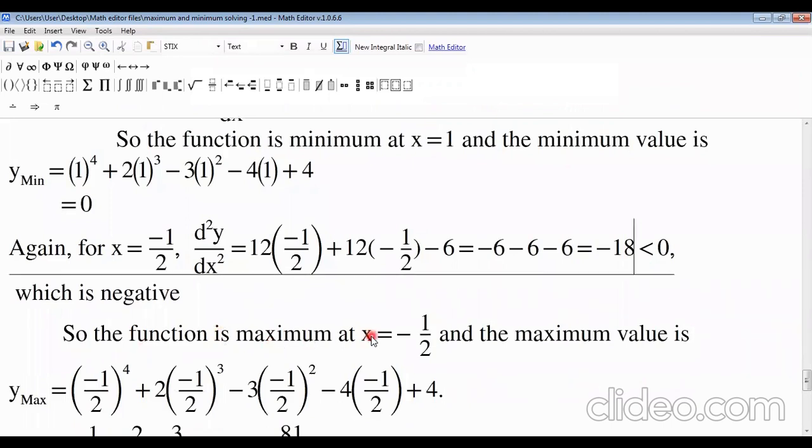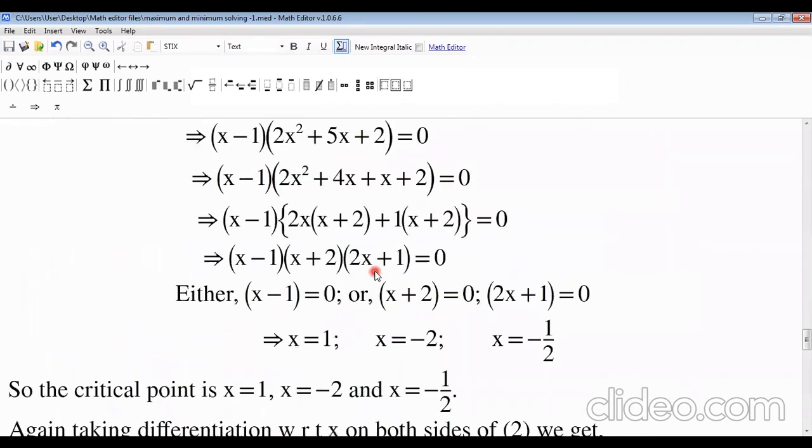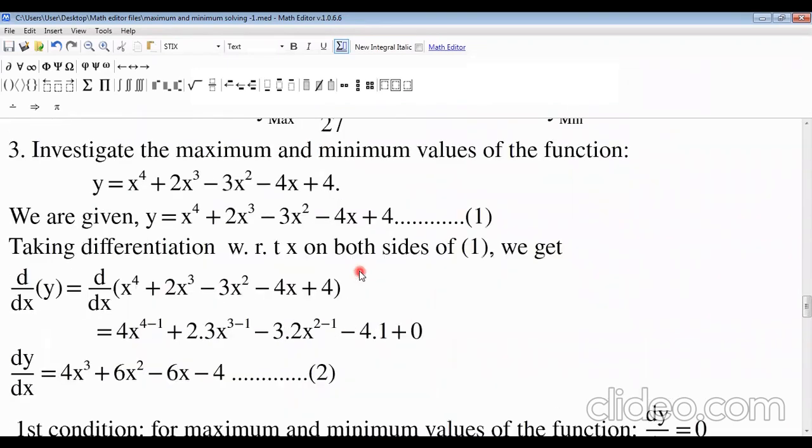So the function is maximum at x equals minus half, since in the second derivative test we get a negative value. And the maximum value will be from the given function, equation number 1. Just putting x equals minus half in the given function, we get the maximum value, and putting x equals 1, we get the minimum value.